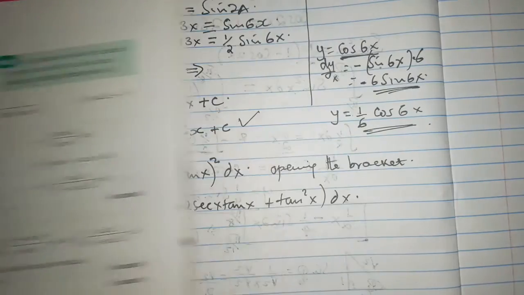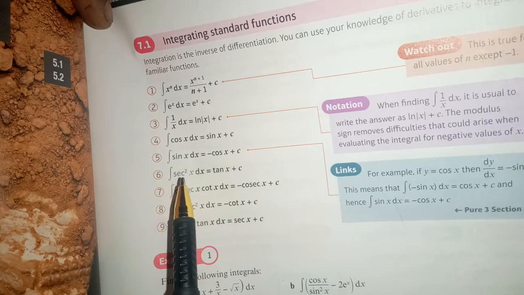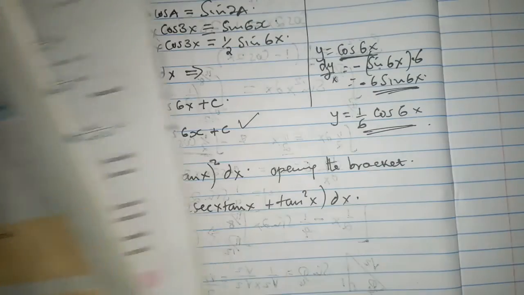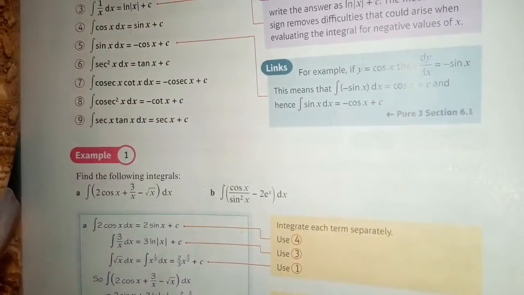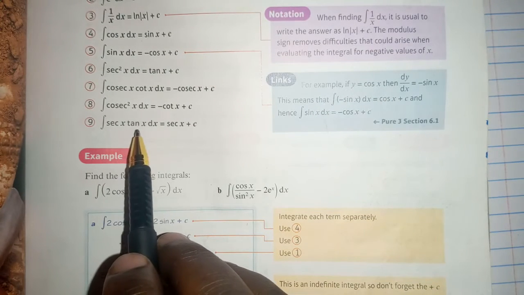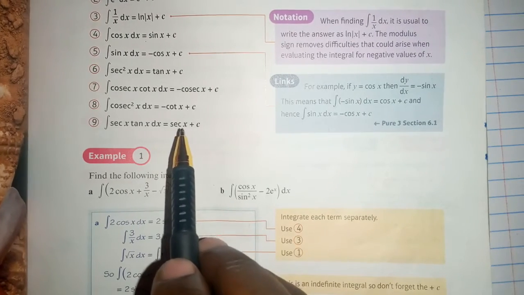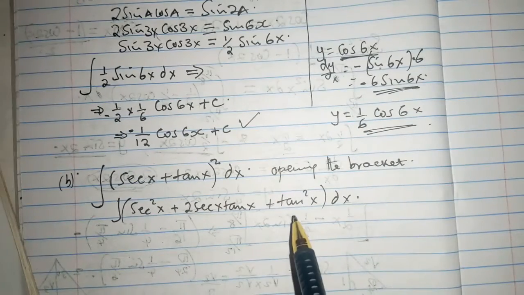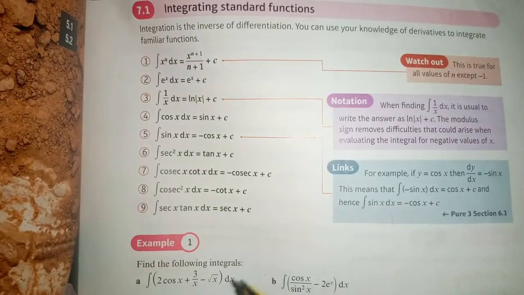We have sec squared x. Is it a standard integral? Yes, it is number 6: the integral of sec squared x is tan x. We also have sec x tan x. Is it a standard integral? Yes, number 9: the integral of sec x tan x with respect to x is sec x. The final term is tan squared x, and tan squared x is not represented here.